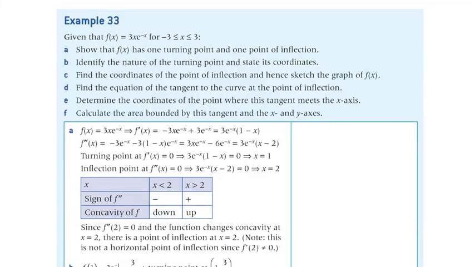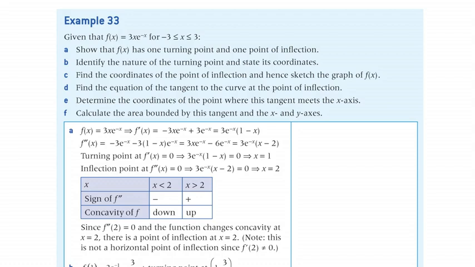This is an extended exam-style question which has been scaffolded into 6 sections. The first part asks you to show that f of x has one turning point and one point of inflection. You know that at a turning point, the first derivative of a function is equal to 0, and that for a point of inflection, the second derivative of a function is equal to 0.